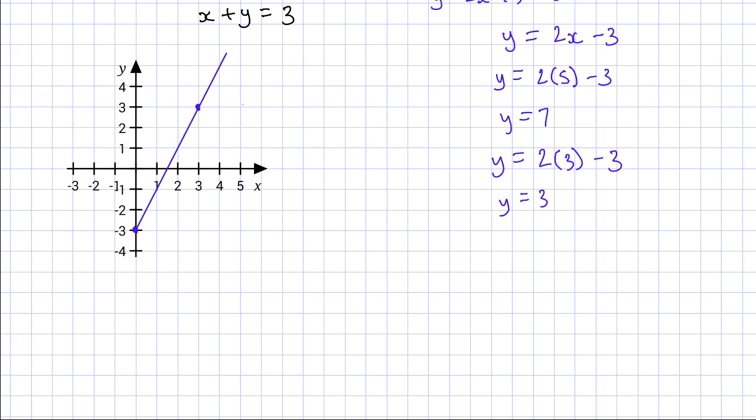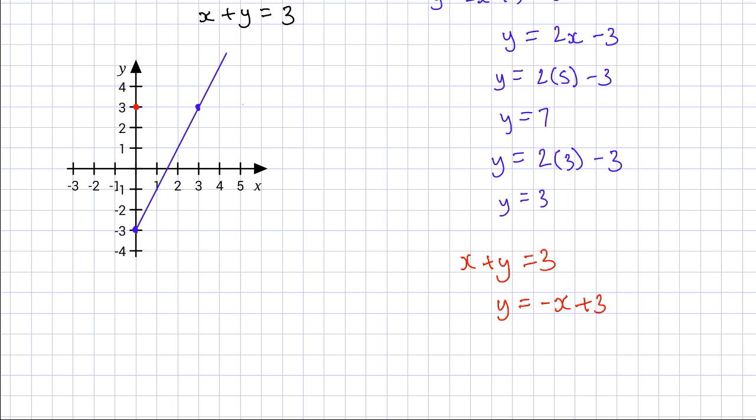So I have now x plus y is equal to 3. And then if I rearrange that, I'll have y is equal to minus x plus 3. So the y-intercept is 3, so I'll mark that on my axis. Now I need to find another point so that I can draw this straight line.